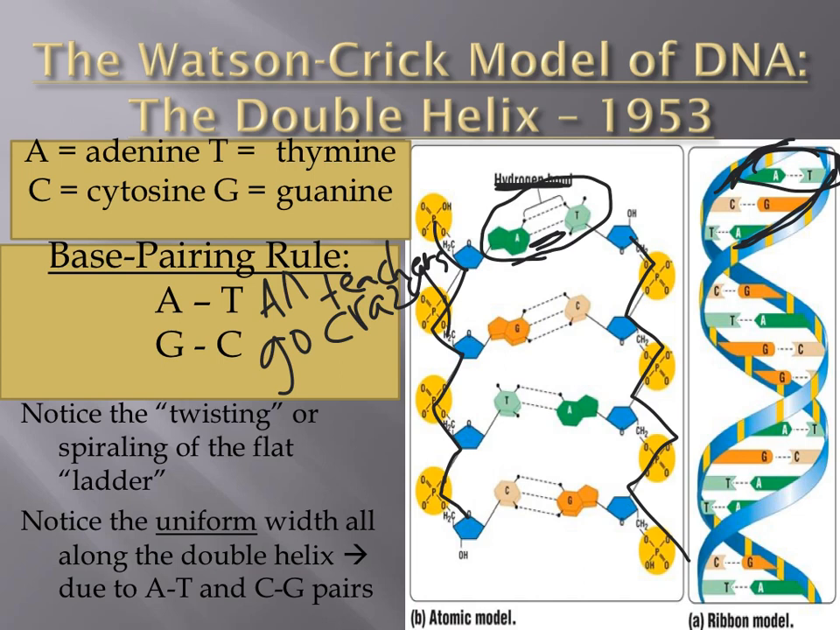So A is always going to pair with T. So if there's an A here, there's going to be a T here. If there's a T here, there's going to be an A here. If there is a G here, there's going to be a C here. If there's a C here, there's going to be a G here. Those will always pair together.